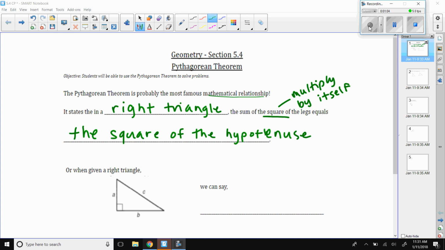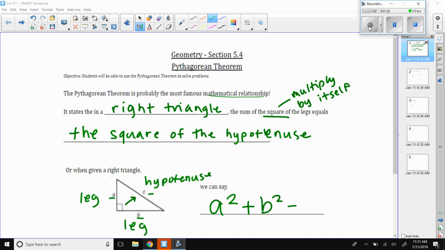So when we're given a right triangle, we have a leg here, we have a leg here, and we have the hypotenuse. It's always across from the right angle. And what the Pythagorean theorem says is that the two legs, A and B, squared is going to equal the square of that hypotenuse. So we can say A squared plus B squared equals C squared.